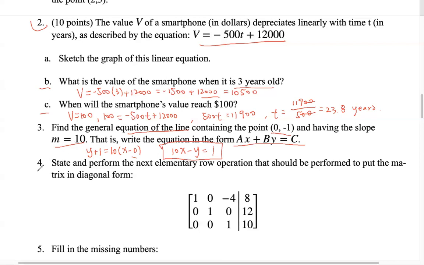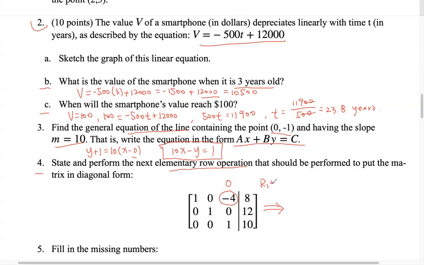Okay, let's see 4. State and perform the next elementary row operation that should be performed. Put the matrix in diagonal form. Remember, diagonal form is where the diagonals are all ones and other entries are 0. So we only have to do operation on this negative 4. Our goal is to make this negative 4 to be 0. That's pretty simple, right?